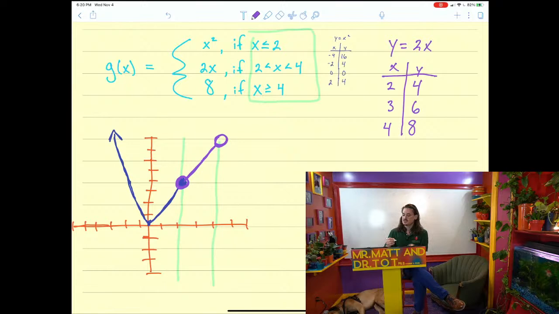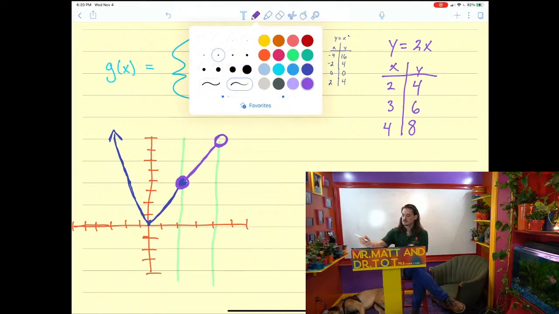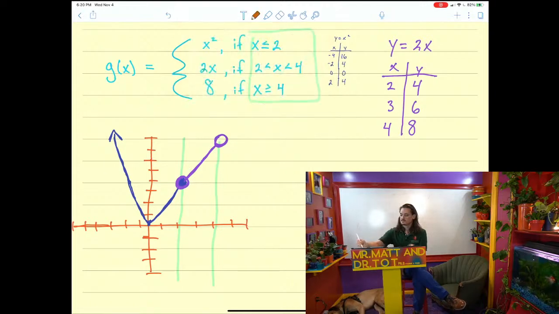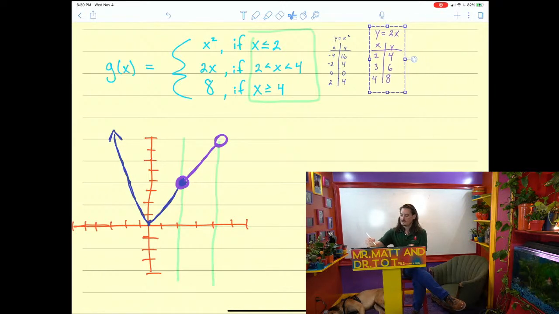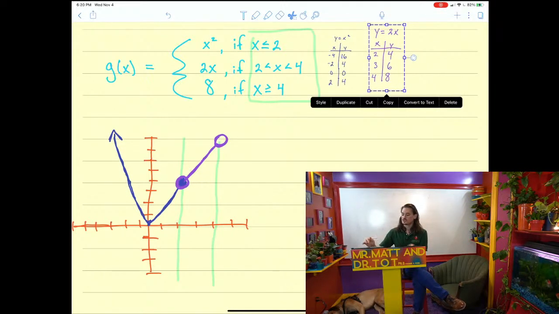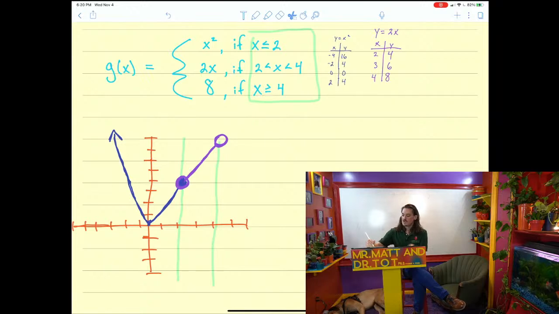And then g of x, I'll do that in this color right here. g of x is equal to 8 when x is greater than or equal to 4. So 8 is just a horizontal line. We don't need to do any tables for that. That's just going to continue straight to the right, and we're going to draw an arrow to represent that it continues infinitely, and this is going to be solid because it's inclusive.